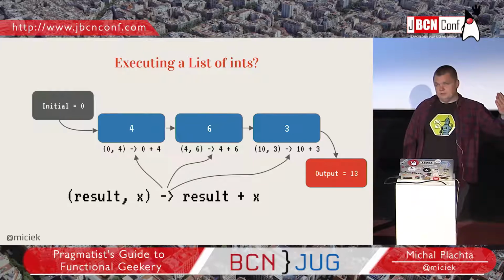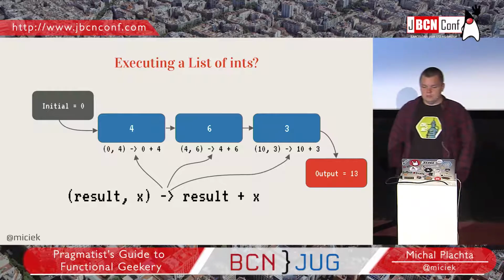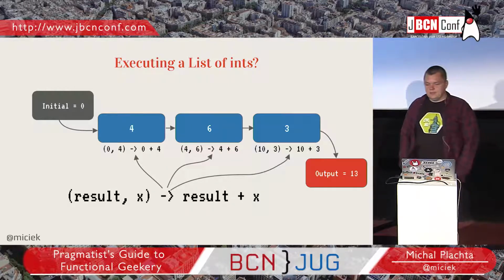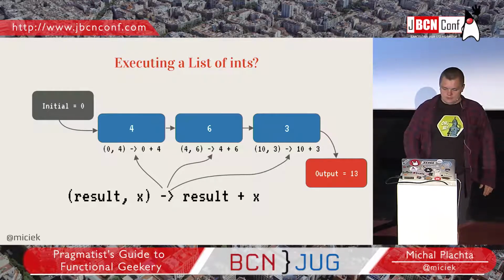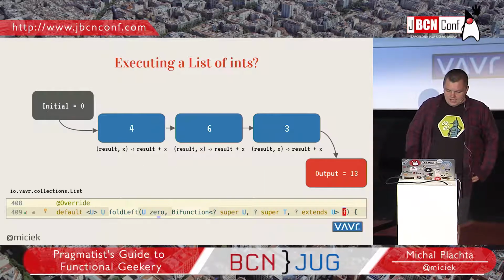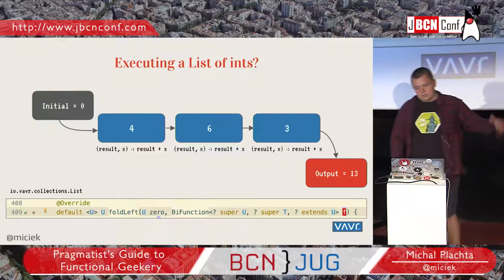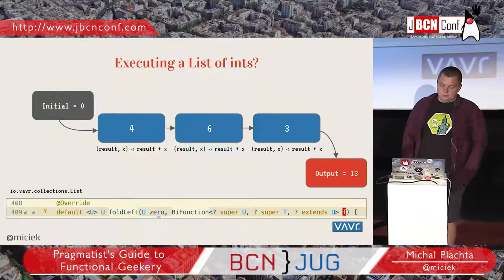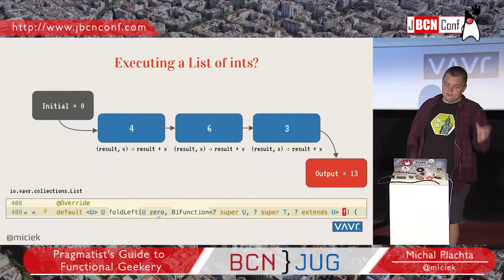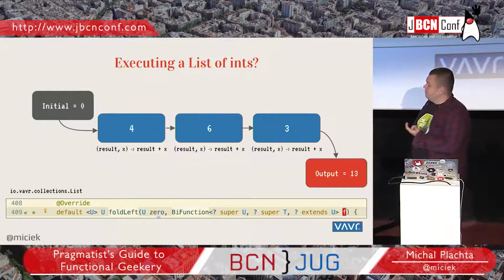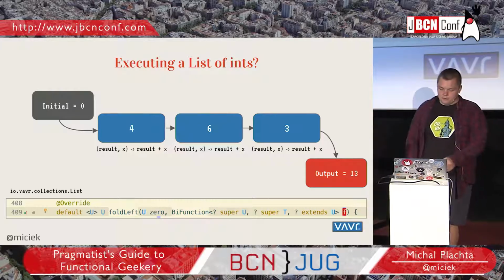So initially we have 0, and then we process the first element, 0 plus 4, then the second element, 4 plus 6, and the third element, 10 plus 3, and we get this folded list value 13. So this is how it works. And in the Vavr list, we have something like foldLeft. FoldLeft goes from the left. It has 2 parameters. The first one is the initial value, in this case 0, and the second is the function that takes 2 parameters, one for the aggregator and the second one for the currently processed element.